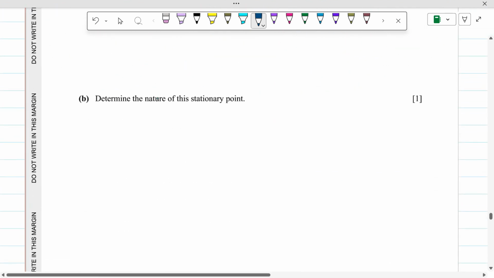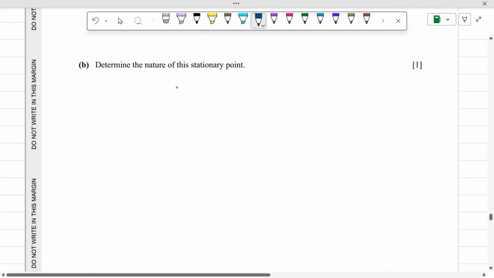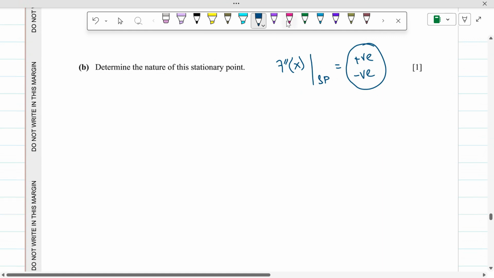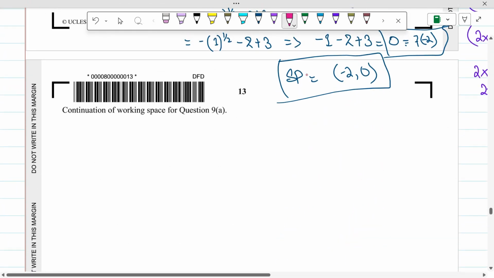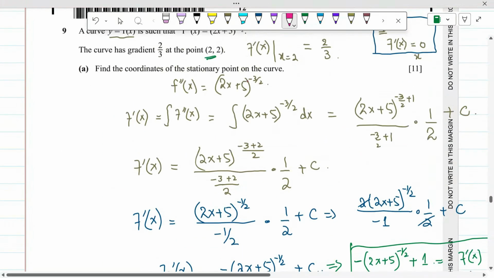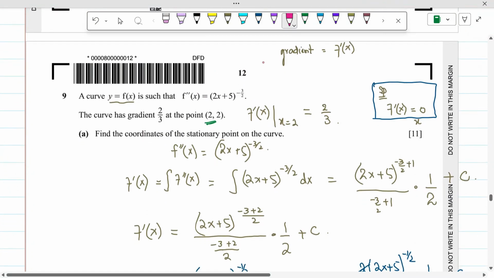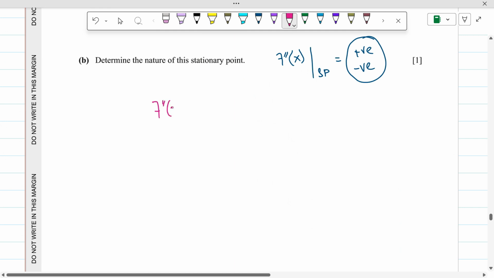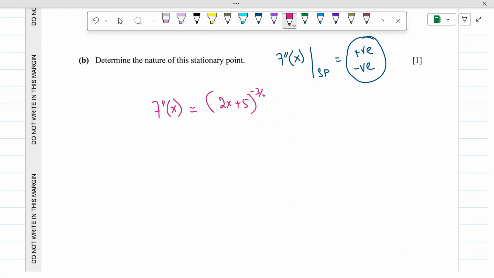Determine the nature of this stationary point. To find the nature of the stationary point, we plug the point in the second derivative of the curve and find whether the value is positive or negative. Based on this value, we define the nature of the stationary point. For example, we already have the second derivative of the curve, which is (2x+5) to the power negative 3 over 2.